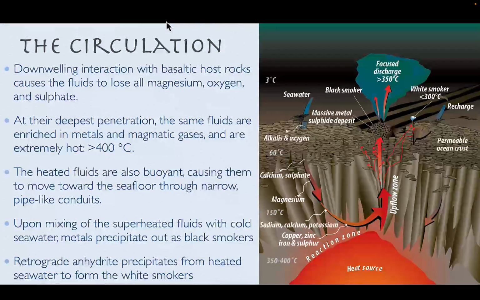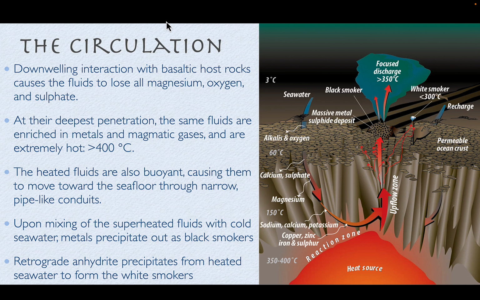So the driving process here is one of deeply circulating marine waters, where we have the downwelling interaction with hot basaltic host rocks. On the way down, the fluids lose all of their magnesium, oxygen, and sulfate. And then at the zone of their deepest penetration, approaching that heat source, those fluids heat, they become less dense, they rise, they become buoyant, and so they move back up toward the surface after passing through a zone where they can get quite warm, which is in excess of 400 degrees centigrade.